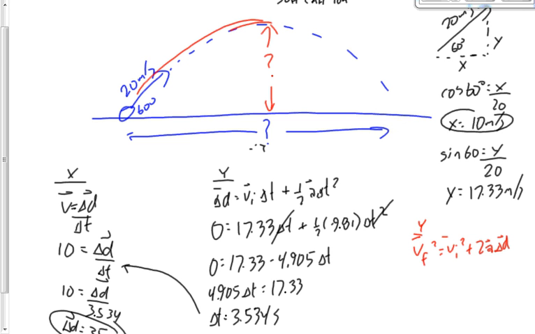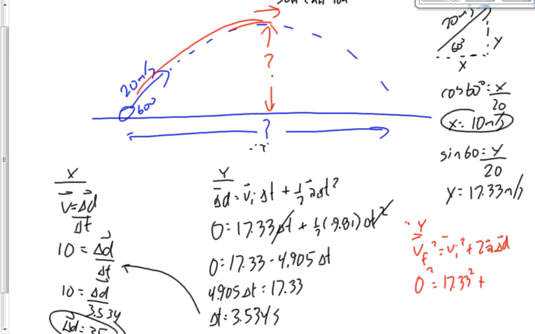For the y component, listen very carefully. For the y component here, Vf at the top will be 0. The ball is still moving, but not up and down. When it reaches the top, it's not moving up and down anymore. It's moving only horizontally at the top. So if we're analyzing the y component, what's Vf for the y component when I reach the top? 0. Vi for the y component is 17.33.